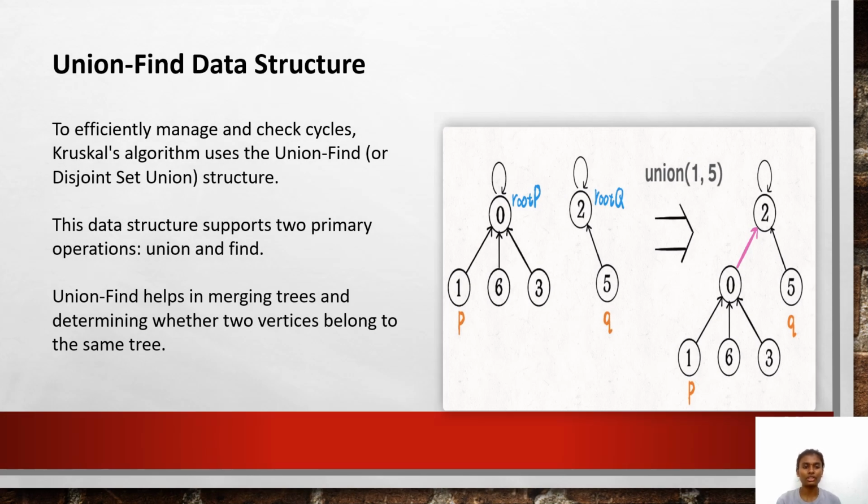Union find data structure. To efficiently manage the cycle checks, Kruskal algorithm uses the union find or disjoint set union structure. This data structure supports 2 primary operations, union and find. Union find helps in merging trees and determining whether 2 vertices belong to the same tree.